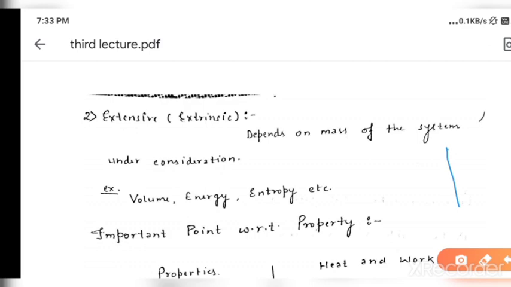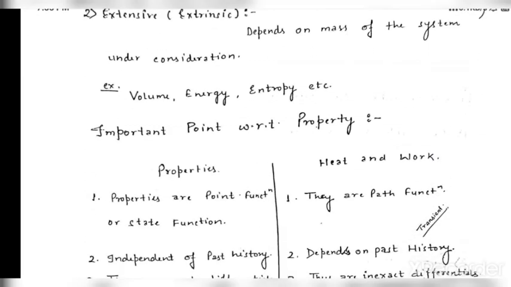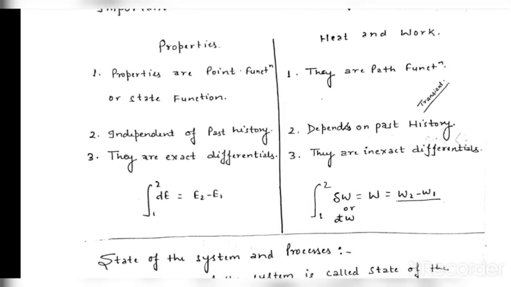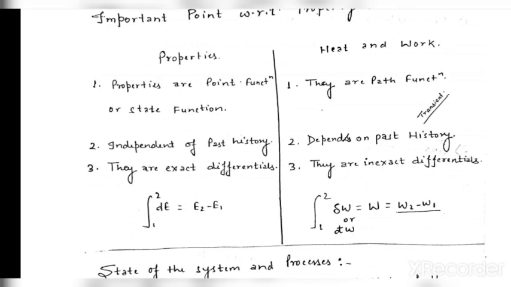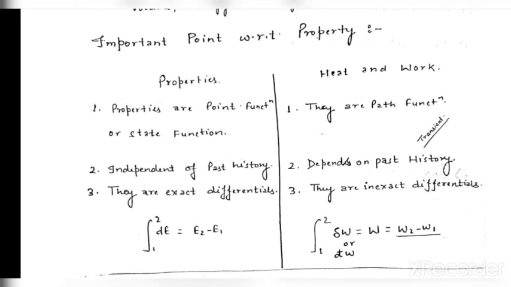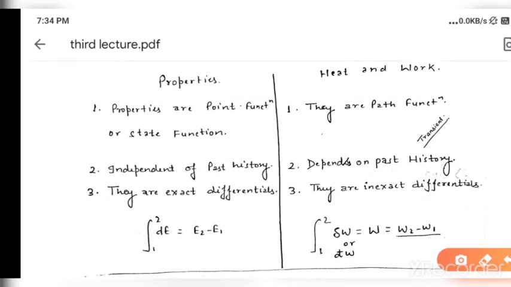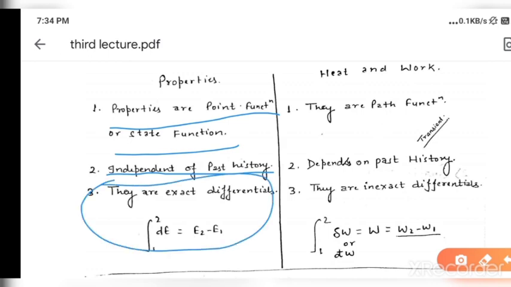So we can define many important points with respect to property. So let us discuss by the table. Properties are point functions or state functions. Properties are always point functions or state functions. Properties are independent of past history. A property never has anything to do with its past history. And they are also exact differentials, which is the most important thing.